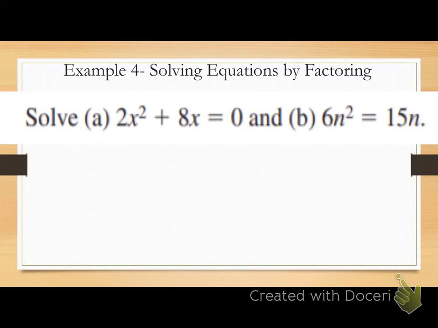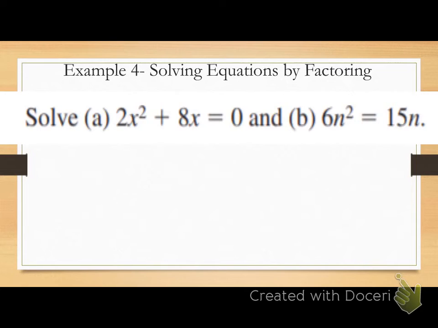Now, let's solve equations, putting together what we learned today and what we learned Tuesday. Okay? Solve 2x squared plus 8x equals 0. So I've got 0 on one side of my equation. Is one side in factored form? No, it's not in factored form. So what do I need to do before I can solve? Factor it using my GCF.